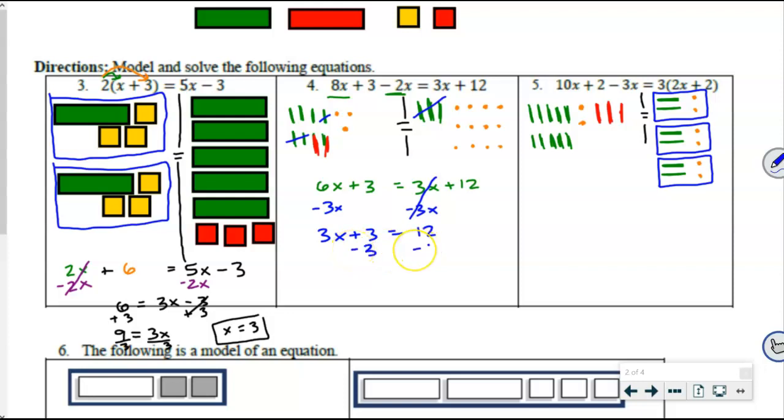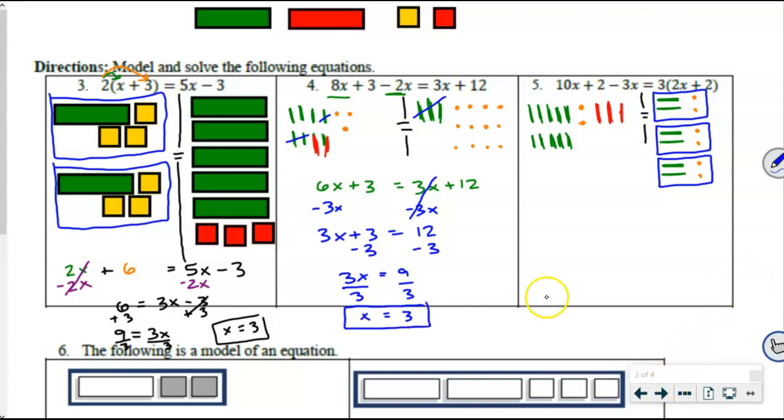Subtract 3 from each side. We get 3x is equal to 9, which means when I divide each side by 3, I am left with, as usual, the same answer as before, x equals 3. Number 5 is where we did have to simplify both sides. The left-hand side, we had like terms that needed to be combined and then zeroed out.